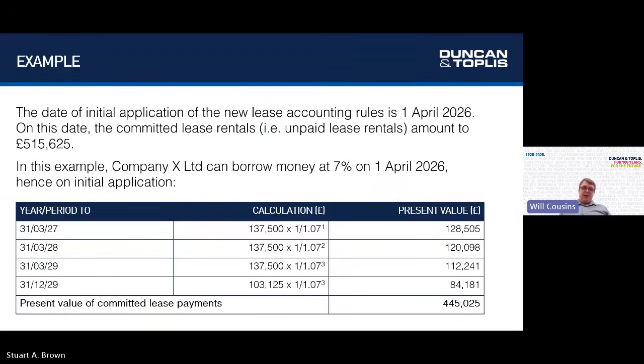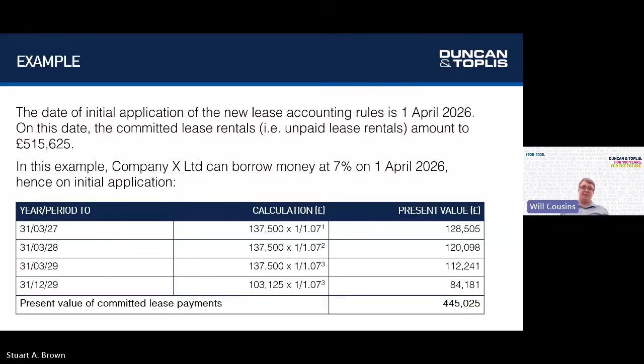With respect to the change, the lease liability would be recognised at the present value of future lease payments. In terms of our example, as of the date that the change has taken effect, which in this case is the year which starts on the 1st of April 26 and ends March 27, we can see from the lease payments to date that we would have 515,625 outstanding, but we would need to make sure that we discount this.